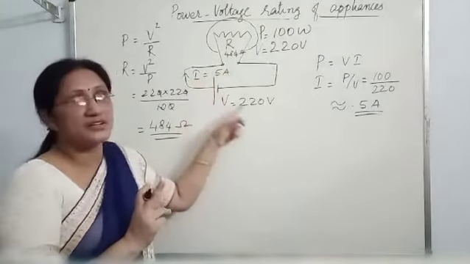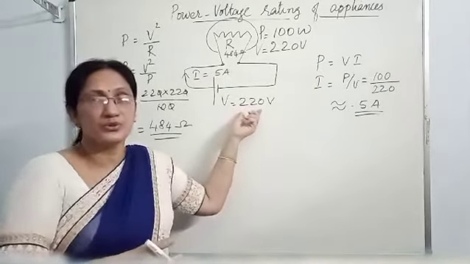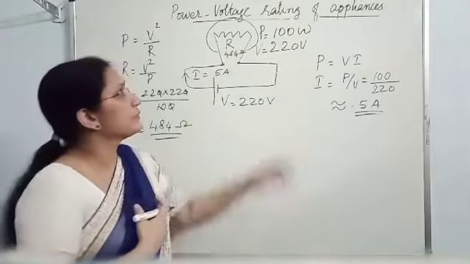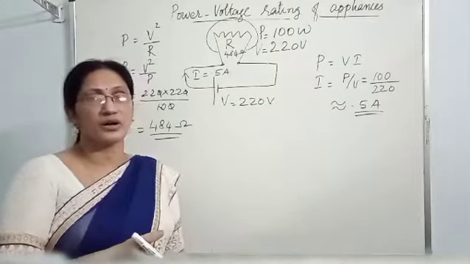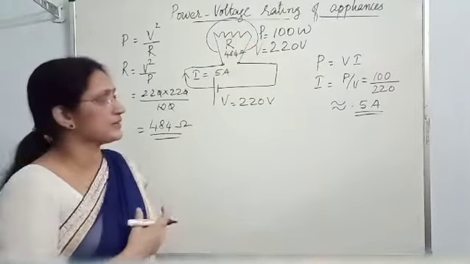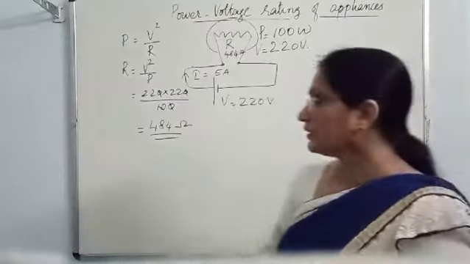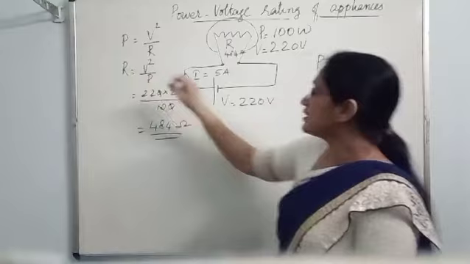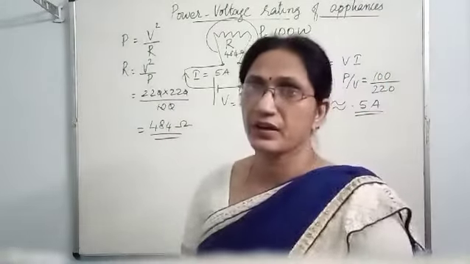But the current varies with voltage. If a high voltage, a voltage more than 220 comes, I value will exceed 0.5 ampere, then power of the bulb also will increase. It will go more than 100 watt, and that much heat the filament can't tolerate. So these are the two uses of knowing the power voltage rating. Once again, from power voltage rating you can calculate the resistance, and the safe current of a device.